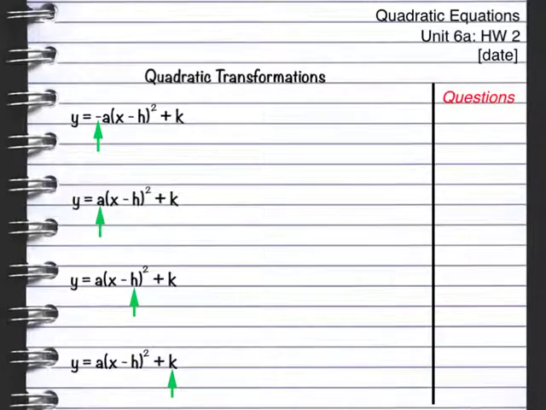So here we have vertex form of a quadratic equation. And I want to take a moment and point out some key characteristics of the vertex form. So one thing to notice is that when the value of A is negative, that negative is going to be a vertical reflection over the x-axis.